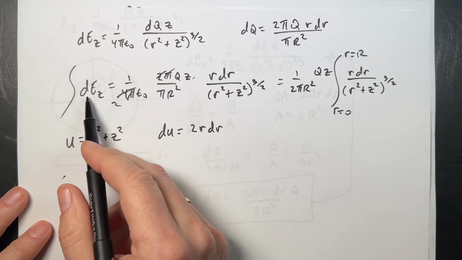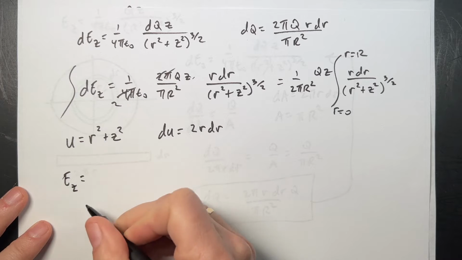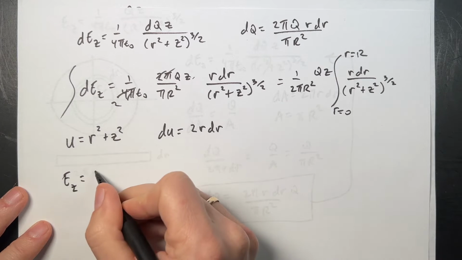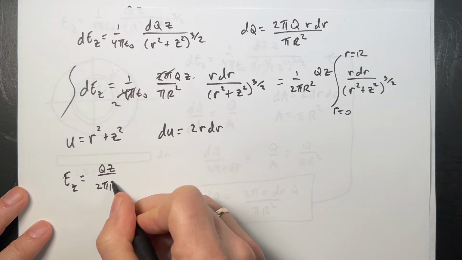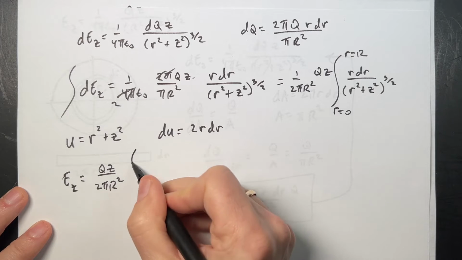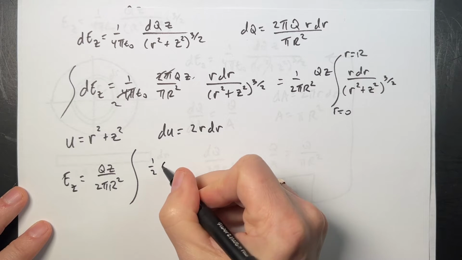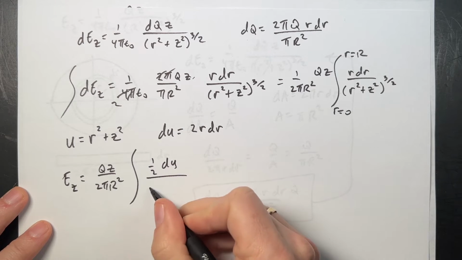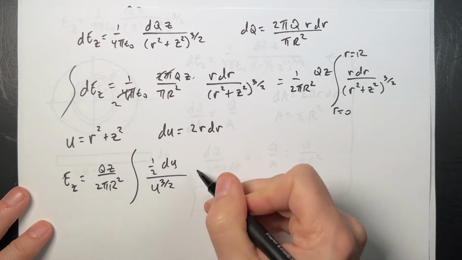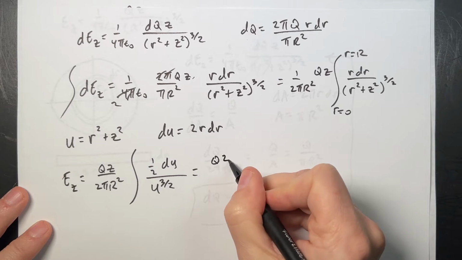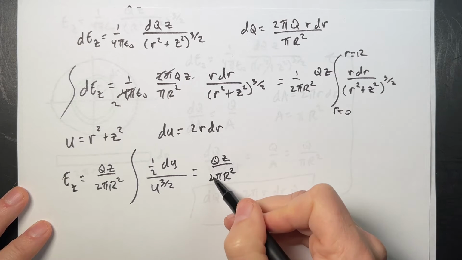So let's write this out. This integral of dEz is just E. So Ez is going to be all my constants, qz over 2 pi r squared. The integral, I'm going to leave that just blank. 1/2 du over u to the 3/2. And I can write that as qz over 2 pi r squared, the 1/2, so that becomes 4.